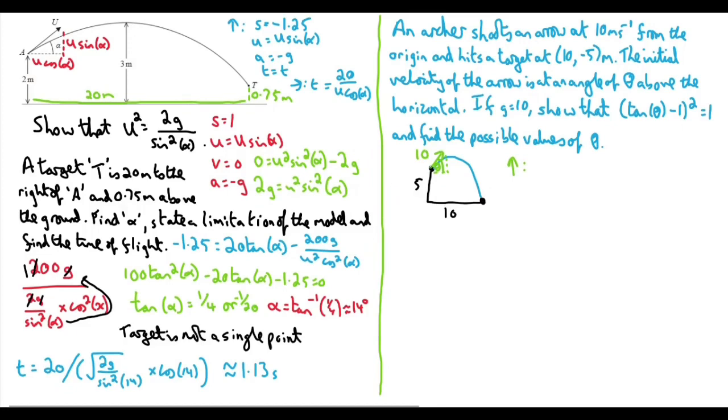Because the only kind of distances that we have are from the start to the ground, we'll just say that your s is going to be minus 5. Your u would therefore be 10 sine theta. We don't know what v is going to be. a, however, we'll say is minus 10, and we're using the 10 this time because the question has told us the gravity is 10. And then we're looking for time potentially.